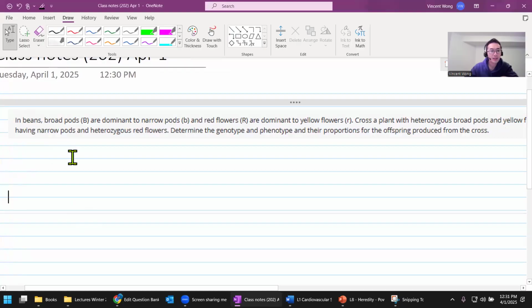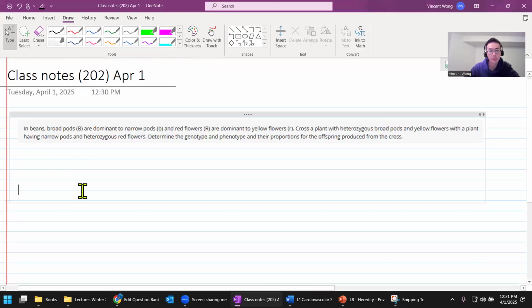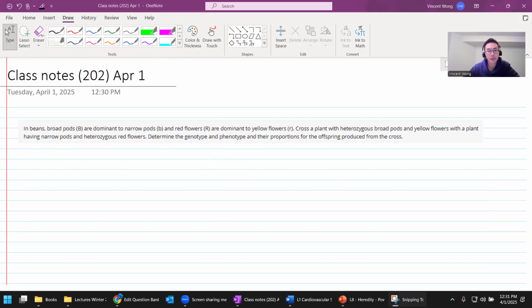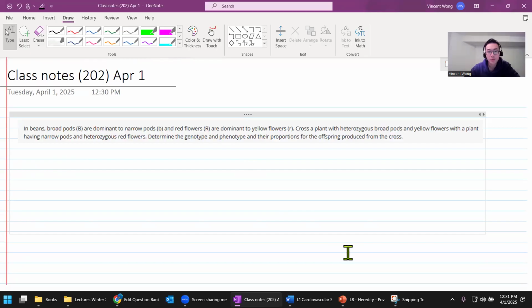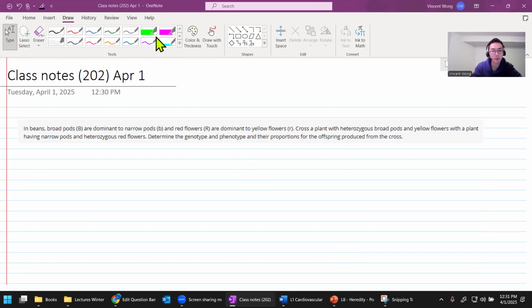In beans, broad pods are dominant to narrow pods, and red flowers are dominant to yellow flowers. Cross a plant with heterozygous broad pods and yellow flowers. So that's going to be our first plant right here, heterozygous broad pods and yellow flowers. And the second plant is going to be narrow pods and heterozygous red.